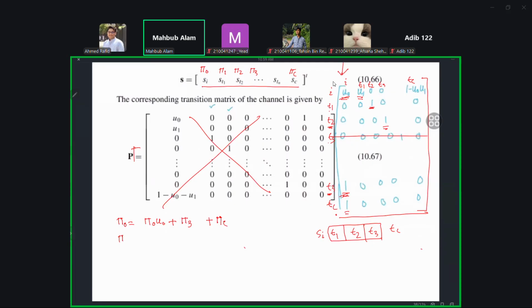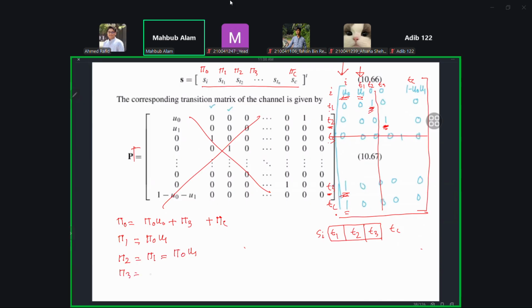For the second equation, we'll have pi 1. We get it from this column: pi 1 equals pi naught times u1. All the other elements are 0, so we stop here. Pi 2 will be this column, where pi 1 equals pi 1. So we can write that it is pi naught equal to u1.